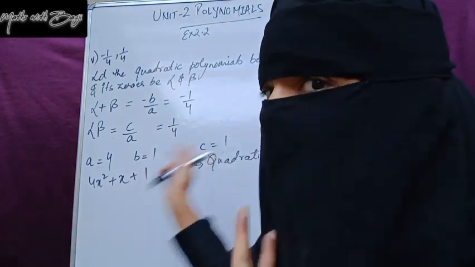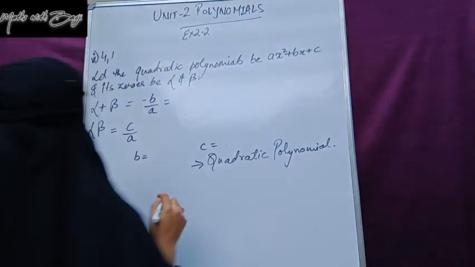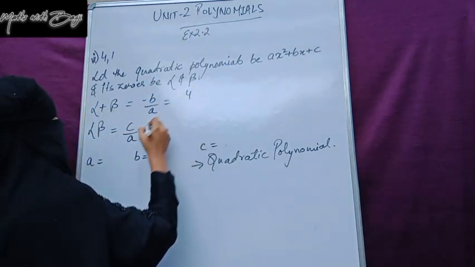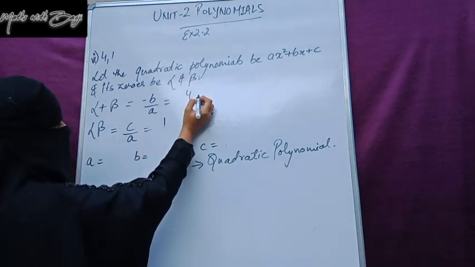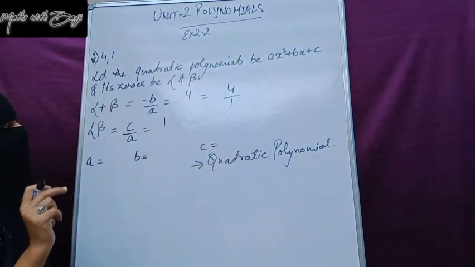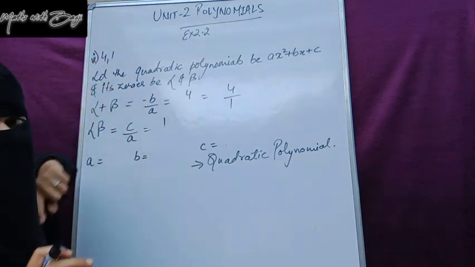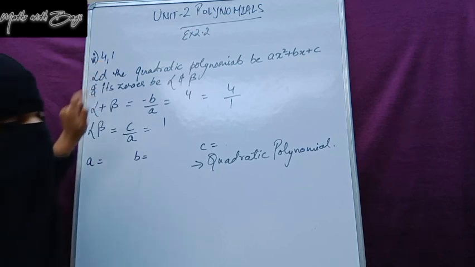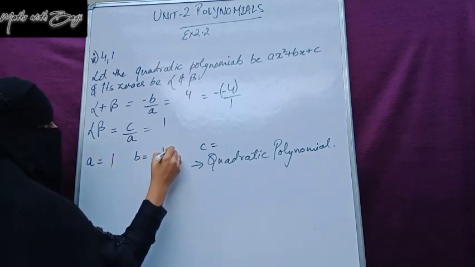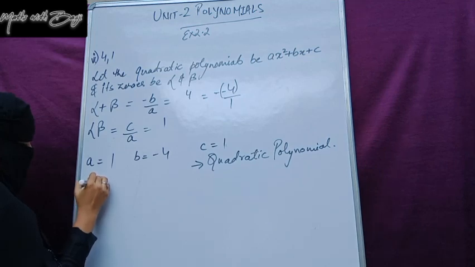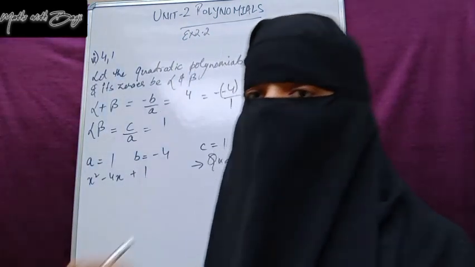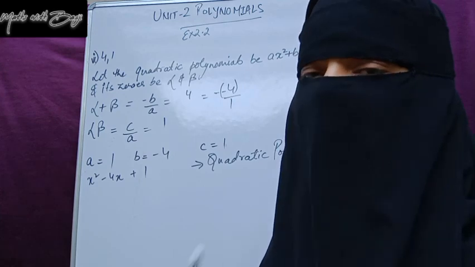So let's have the last part. For the last part 6 we have 4 and 1. So the sum of its zeros, alpha plus beta, gives 4, and for the product we have written 1. So A is 1. Since it is positive, the value of B will become negative, minus 4. So A will be 1, B will be minus 4, and C will be 1. So it will be x square minus 4x plus 1. This is your required quadratic polynomial for exercise 2.2.